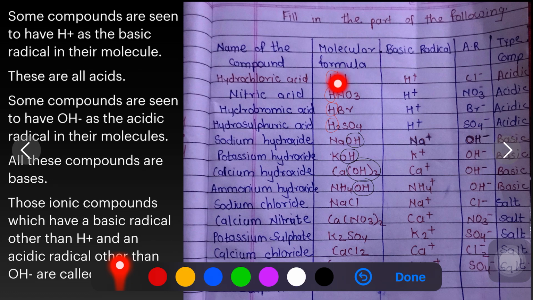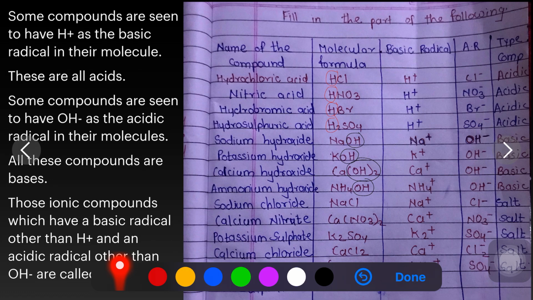For example, HCl. Molecular formula is HCl and the name of the compound is hydrochloric acid. Basic radical is H plus and acidic radical is Cl minus. Compound is acidic, as it is already mentioned, it is an acid. Next is HNO3, which is nitric acid. Again, the basic radical will be H plus. Acidic radical will be the remaining NO3 minus. Again, it is acidic. The rest are done for you. Please see it and write down in your textbook with pencil.